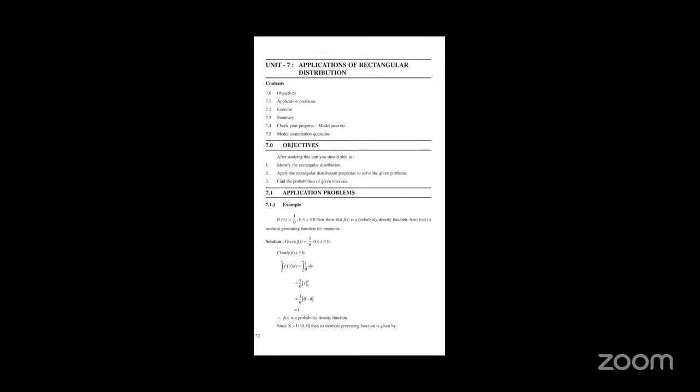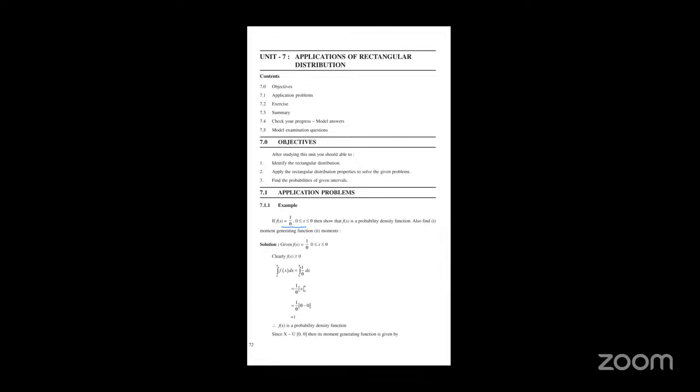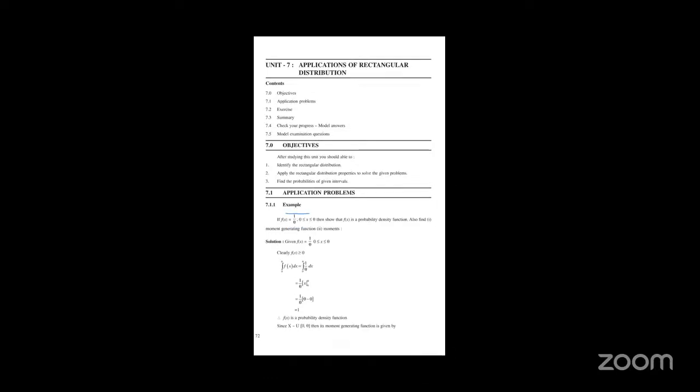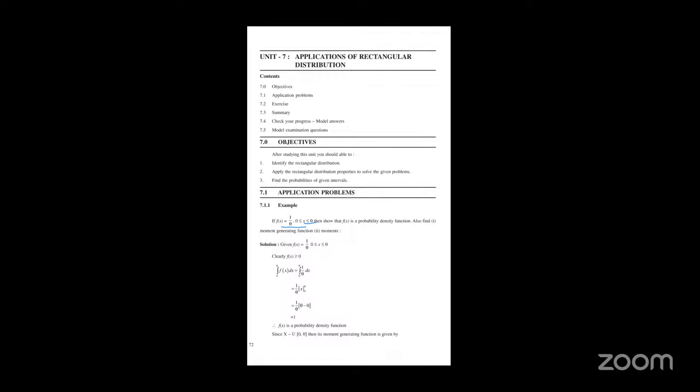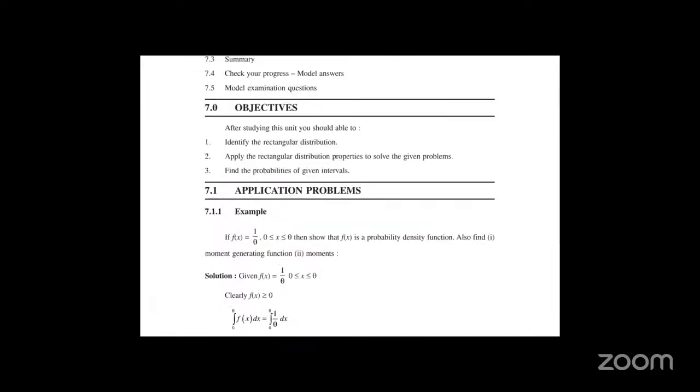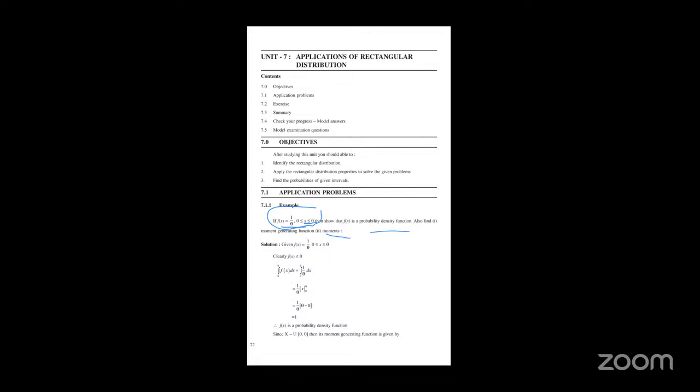Coming to the application problems. What is the question here? If f of x is equal to 1 by theta, where 0 is less than or equal to x, and x is less than or equal to theta, show that f of x is a probability density function, and also find the moment generating function and moments. So these are the things we need to find out. First we need to show that f of x is a probability density function, then find the moment generating function and moments.